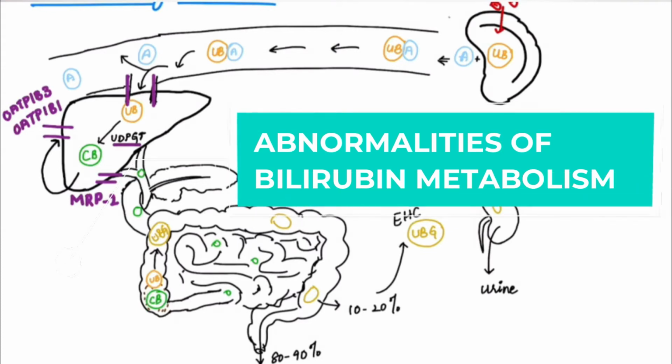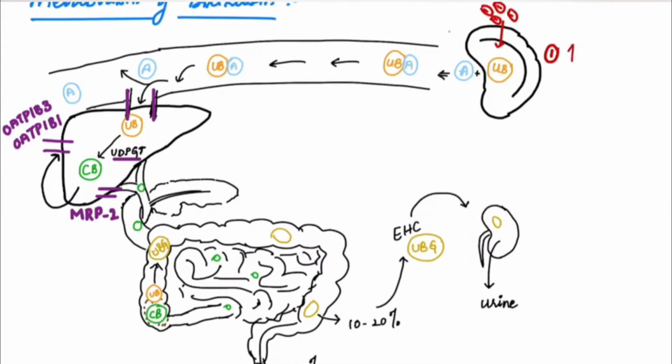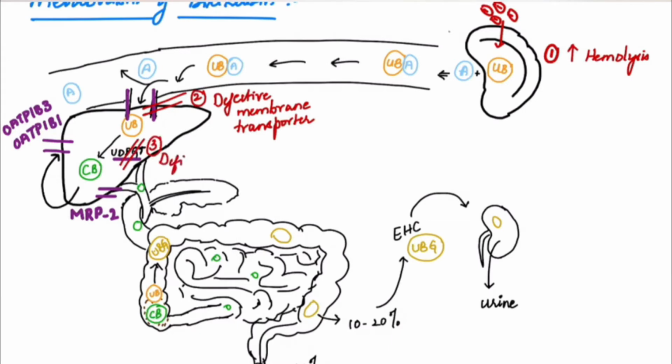Now let's look at the abnormalities of bilirubin metabolism. Number one, when there is increased hemolysis, there is increased production of unconjugated bilirubin, so unconjugated bilirubin increases. Number two, when there is a defect in the membrane transporter that takes up unconjugated bilirubin, there is an increase in unconjugated bilirubin. Number three, when there is a defect in the enzyme UDP glucuronosyl transferase, there is no conjugation, so unconjugated bilirubin will increase.